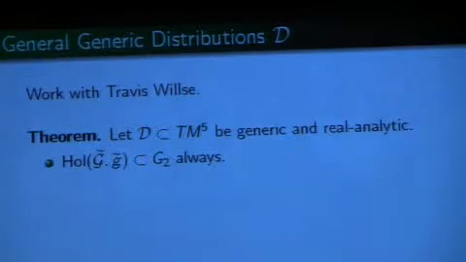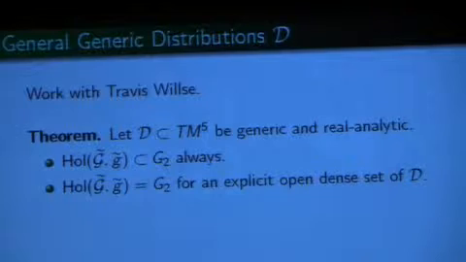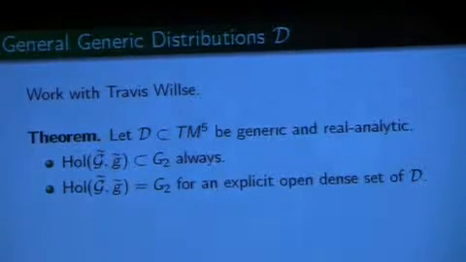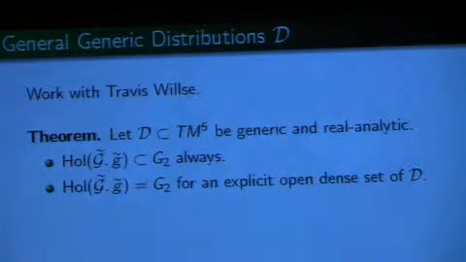Okay, so the theorem is basically the same thing. If you start with any real analytic generic distribution, then the holonomy is always contained in G2, always. And for an explicit open dense set of distributions, whose conditions I'll show you at the end, we get holonomy equal to G2. These facts don't have anything to do with this special family or being able to write this down explicitly.